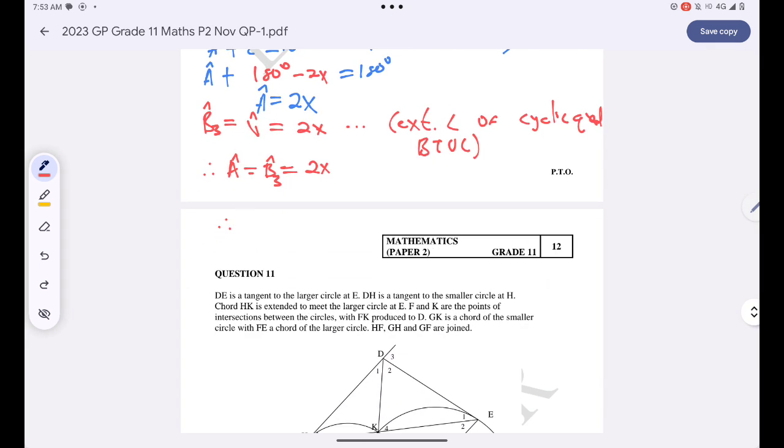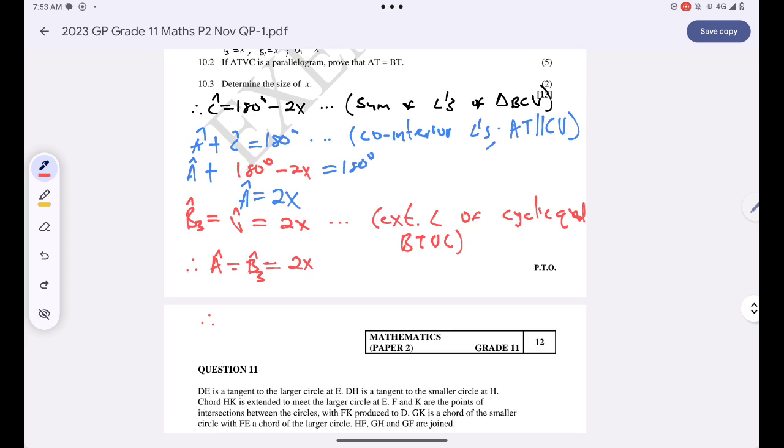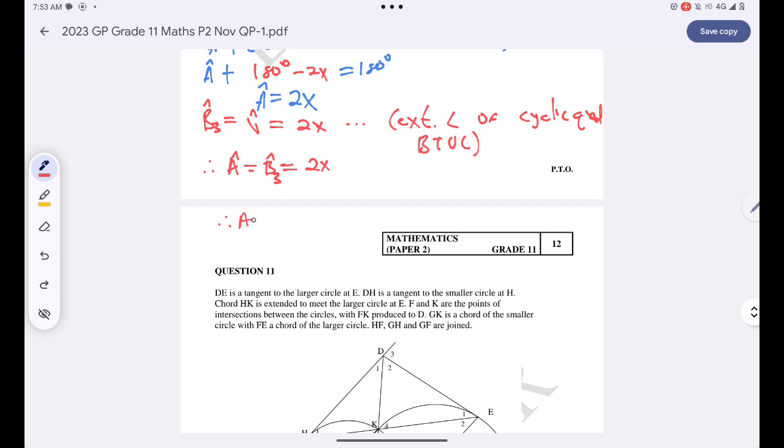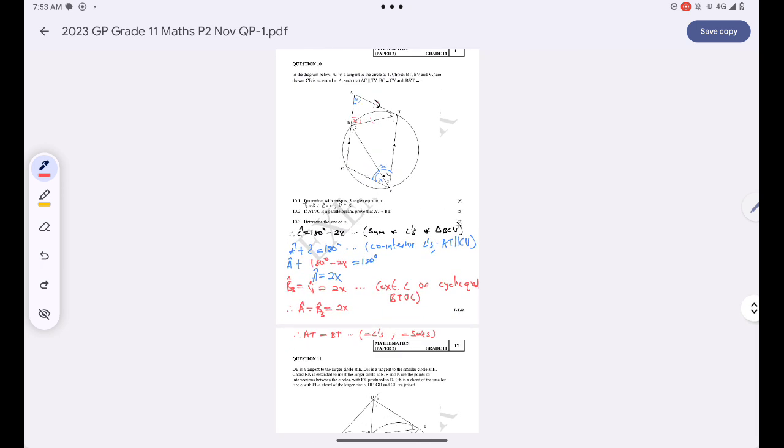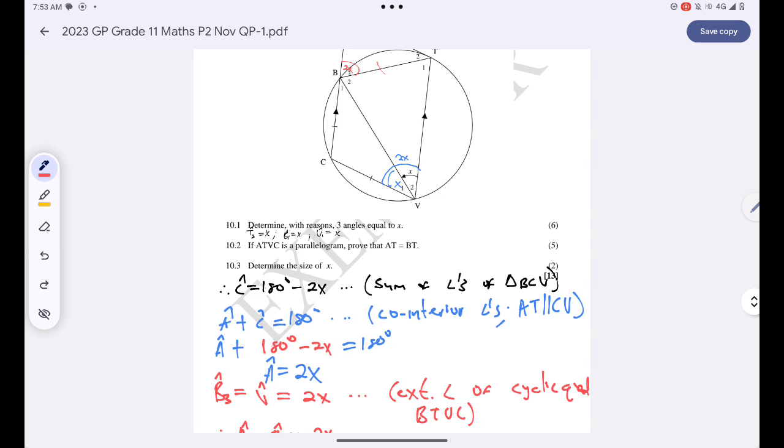I can therefore conclude that AT is equal to BT. Why? Because equal angles will result in having equal sides of a triangle. So that's how, guys, you prove that you have an isosceles triangle. Just ace of 5 marks.